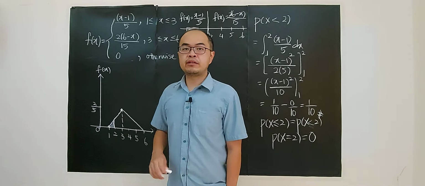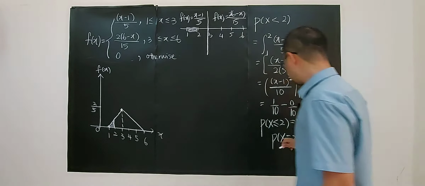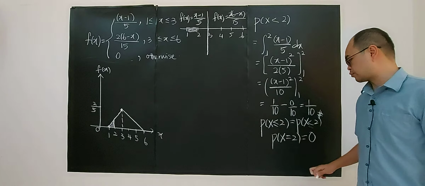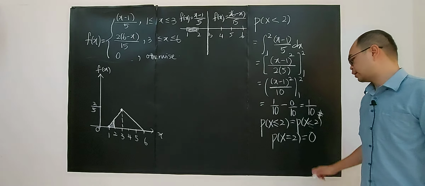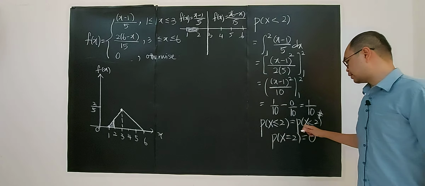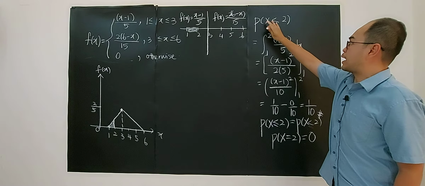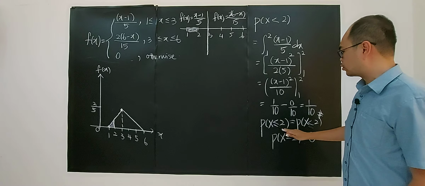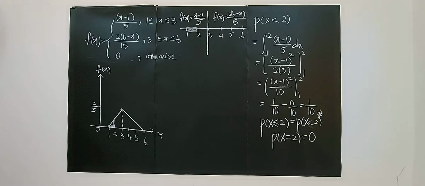But for a discrete random variable it is different. We never talk about discrete here; for a continuous random variable, when we talk about P(x equals 2), the probability is 0, and this will be the same. So the probability of x less than or equal to 2 will also be 1 over 10. Alright? Okay, let's evaluate another probability.